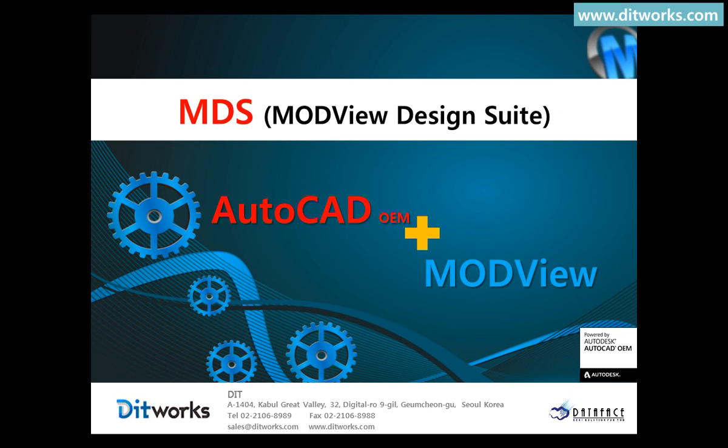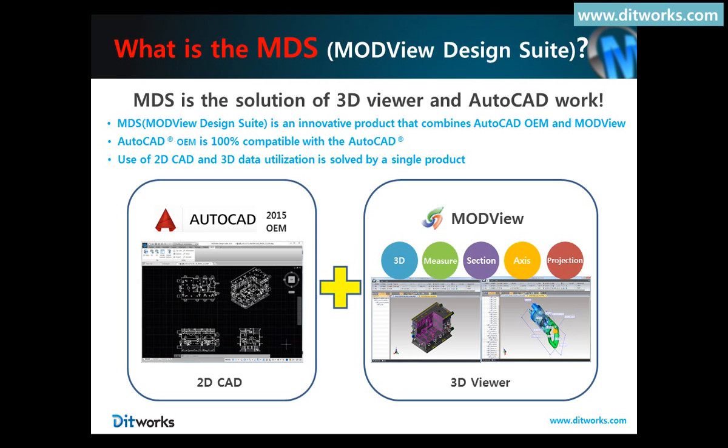It is an innovative product that combines AutoCAD with the key functions of MODView, which is a 3D viewer program. MDS makes it possible to do shape analysis, section work, measurement and documentation by reading a variety of 3D CAD files, such as AutoCAD, UGNX, Pro, SolidWorks, Solid Edge, and Step, and by projecting 3D and cross-sectional shapes into AutoCAD, where they can be operated in 2D drawings.